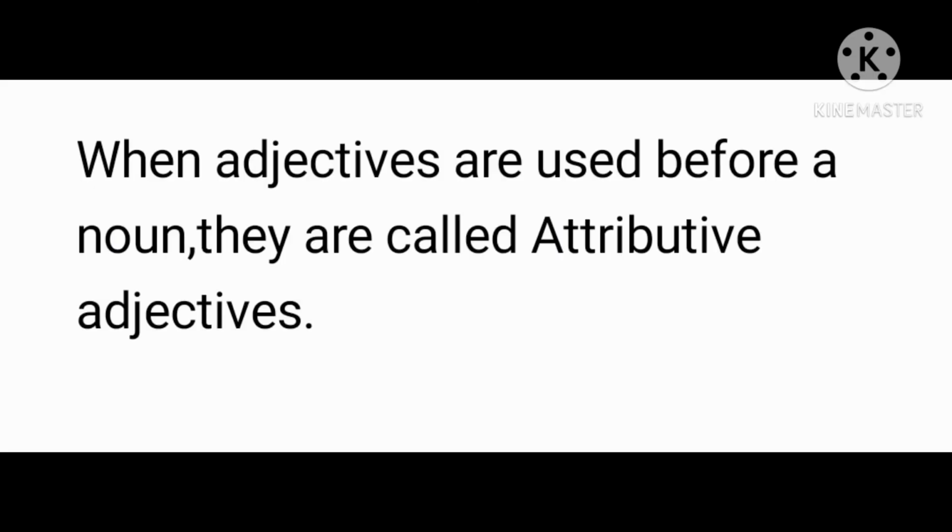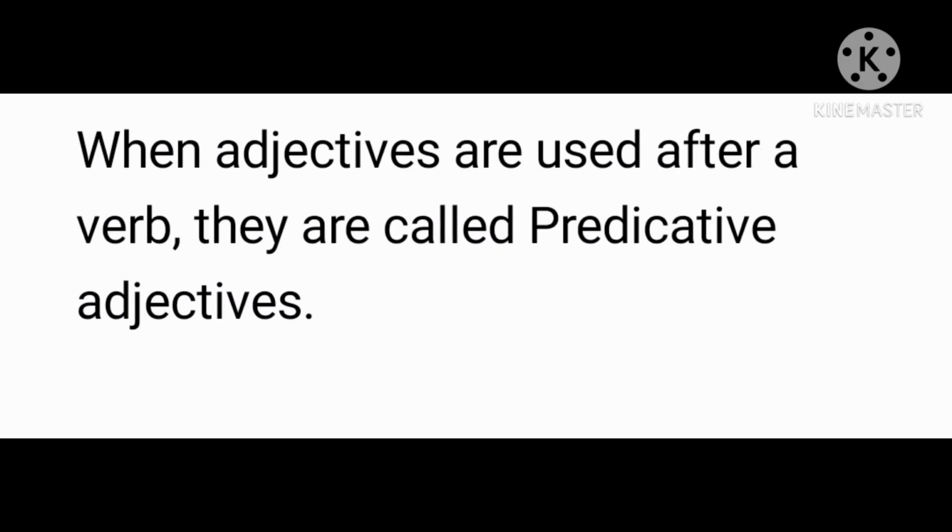When adjectives are used before a noun, they are called attributive adjectives. Like in the example I gave you when I said he is an old man, right? Here the adjective sits before the noun. When adjectives are used after a verb, they are called predicative adjectives. Like the example I gave you for the second one, which was my grandfather is old, right? So here the adjective old is sitting right after the verb is.